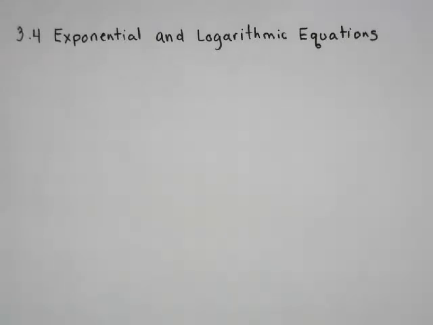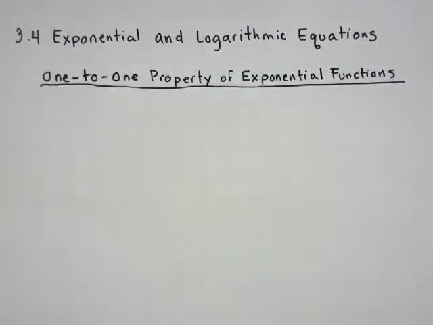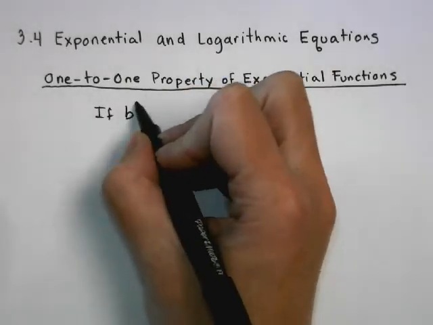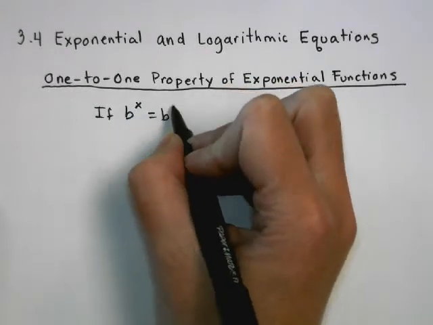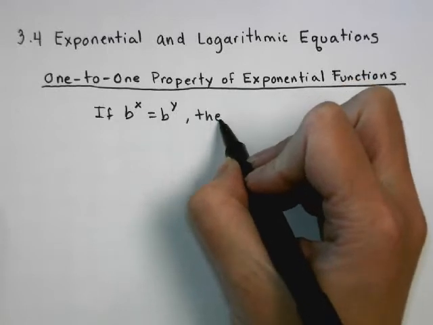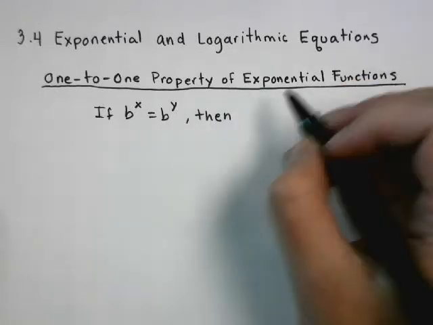Today's lesson is about exponential and logarithmic equations, so algebraically solving equations using exponents and logarithms. The first rule we're going to use is something called the one-to-one property of exponential functions, which basically says if b to the x is equal to b to the y, then x equals y.